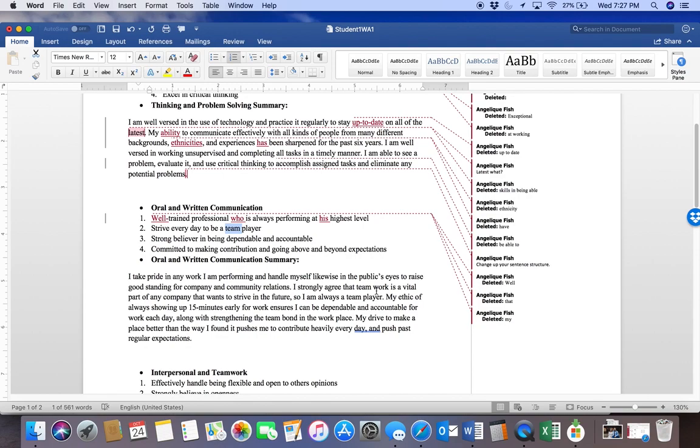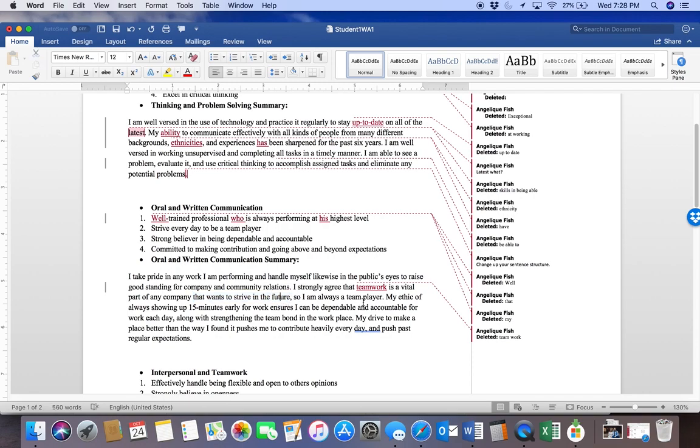I strongly agree that teamwork, one word, teamwork is a vital part of any company that wants to strive in the future. So I am always a team player. Okay. I strongly agree that teamwork is a vital part of any company that wants to strive in the future. So that last part is just really awkwardly worded, that wants to strive in the future. So I am always a team player.